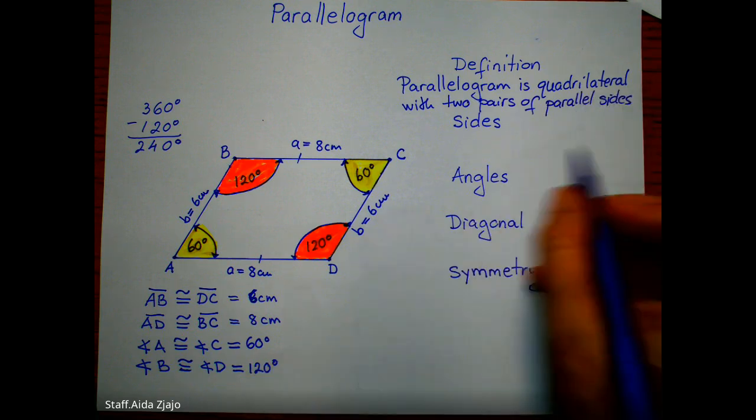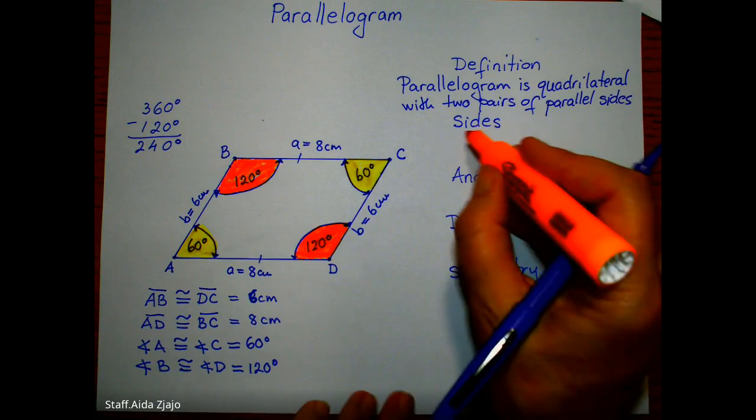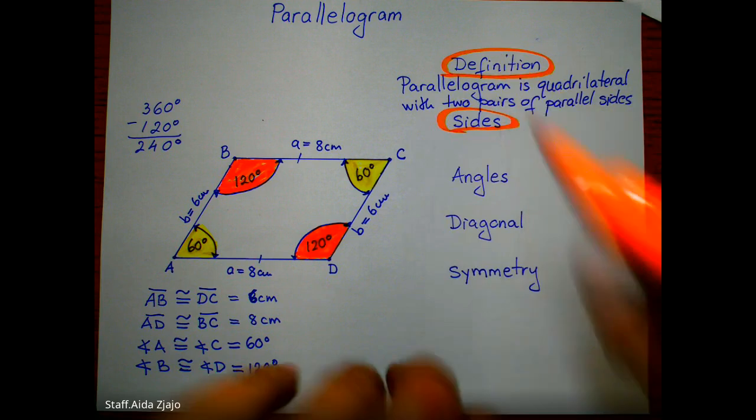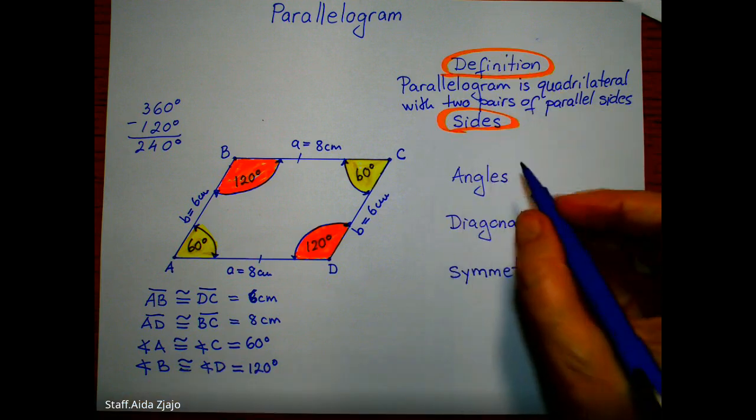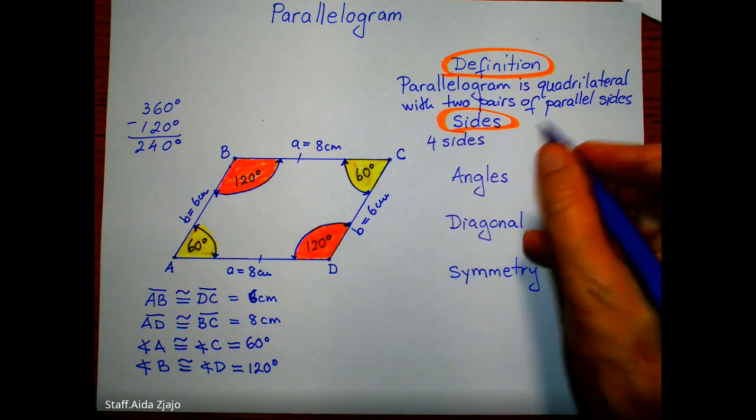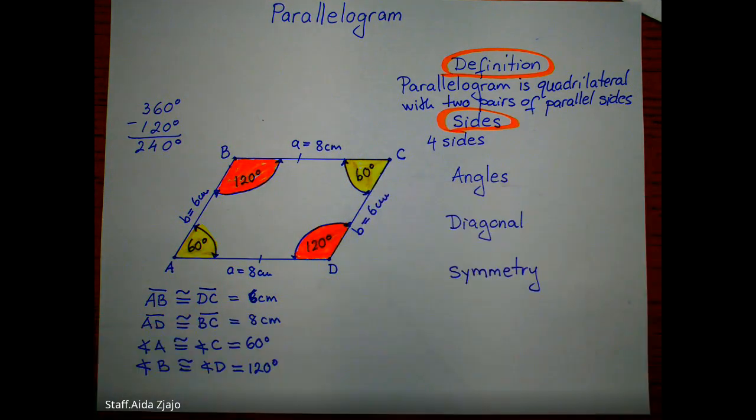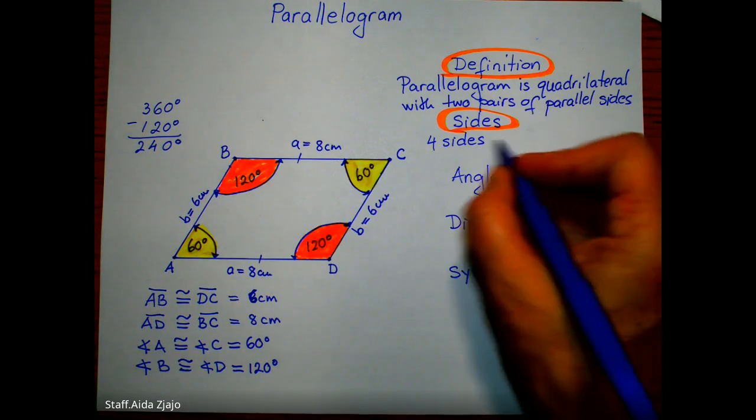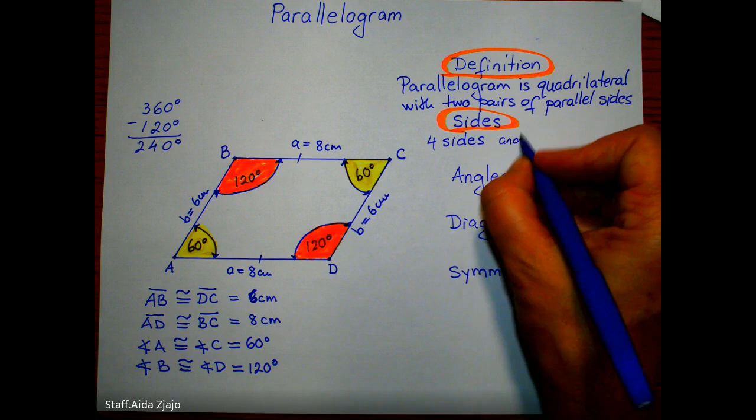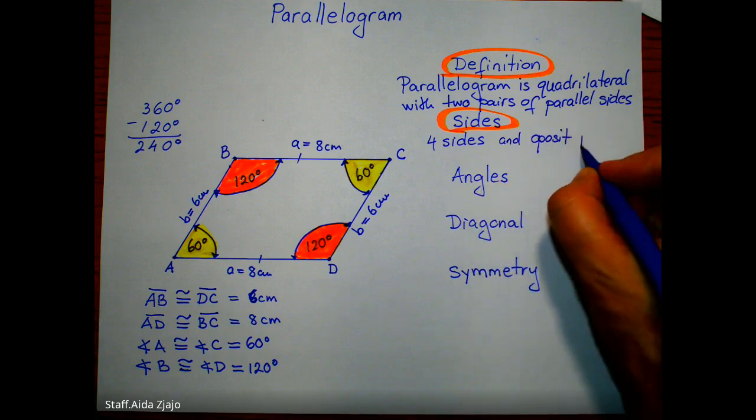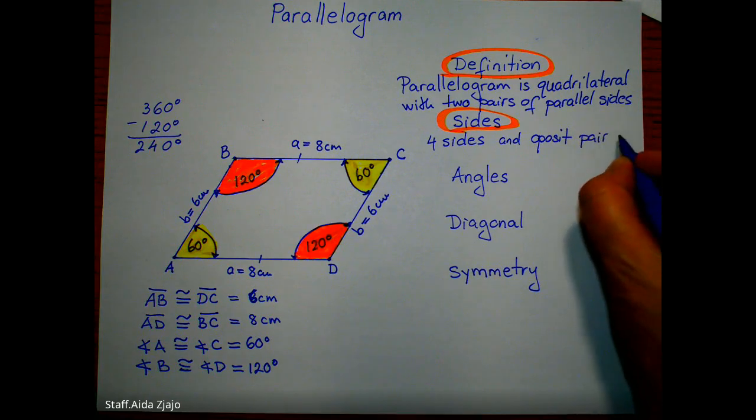Okay, so we talk about sides. We can say that there are four sides, and opposite pairs are congruent. Each pair of opposite sides is congruent.